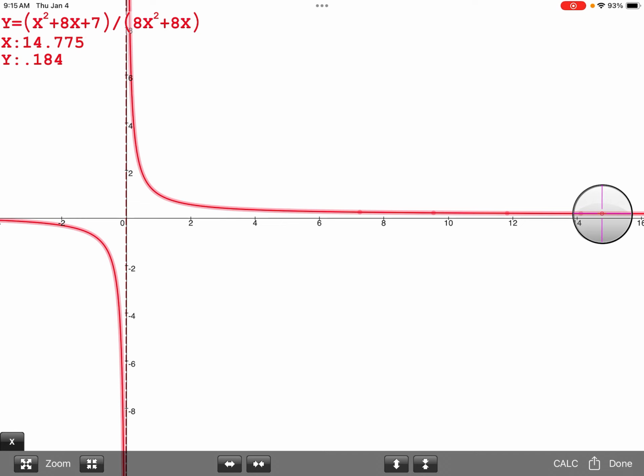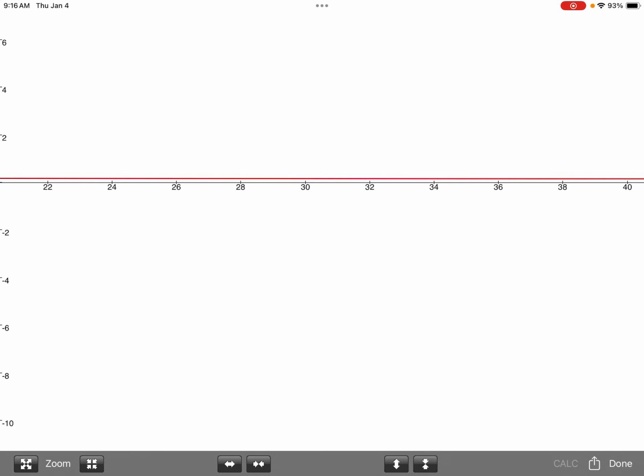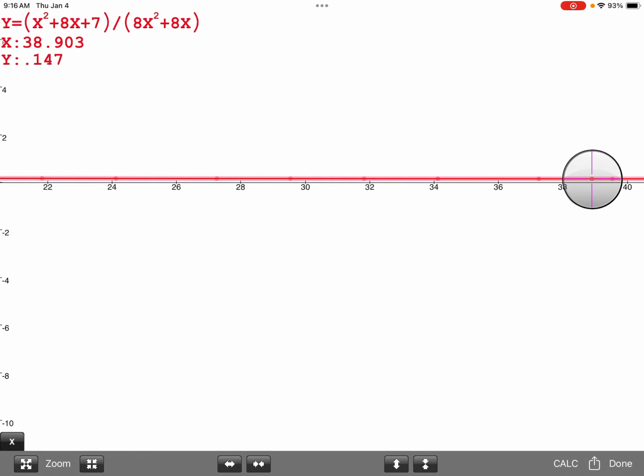Well, 1/8 is, what is 1/8 as a decimal? Of course, I could do that in my head real quick. As I'm typing in the calculator, it's 0.125. So if I follow this graph out far enough, then the y value is eventually becoming 0.125.